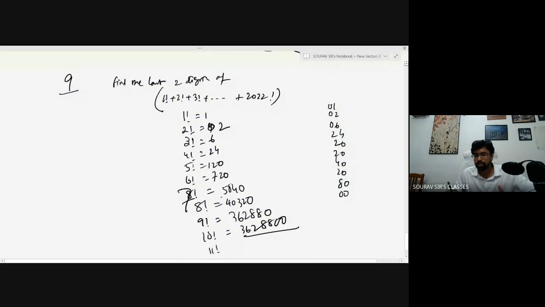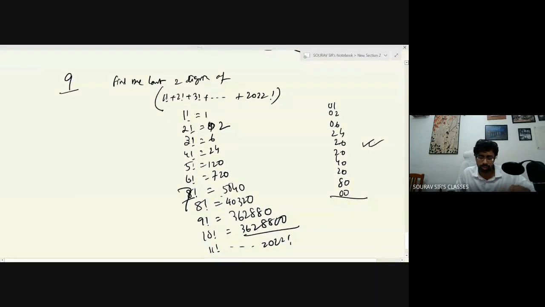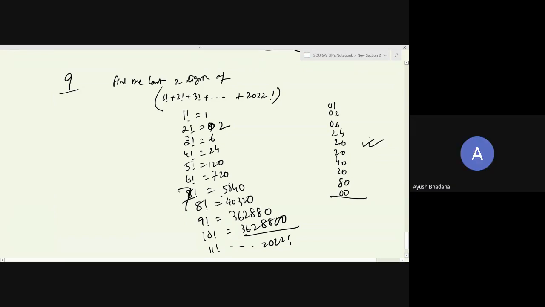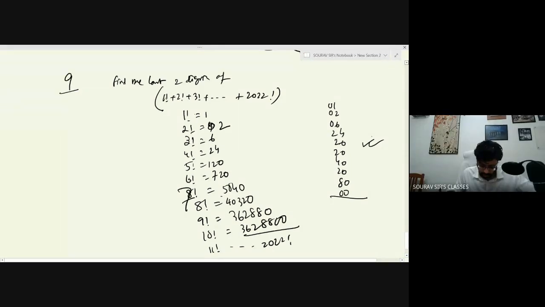After that, 11 factorial till 2022 factorial all end up with a double zero. So that doesn't matter. All you have to do is add and get your answer. So tell me the answer now. Sir, 13. Okay. Everyone got 13, so I'm not doing it. I think this much subtraction, addition you guys can do.